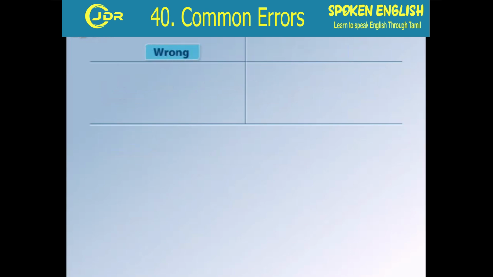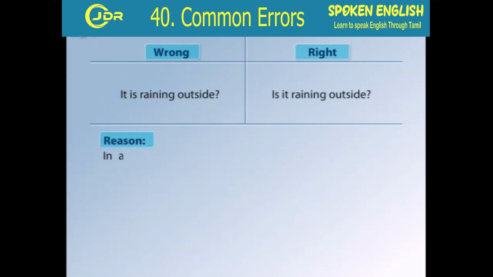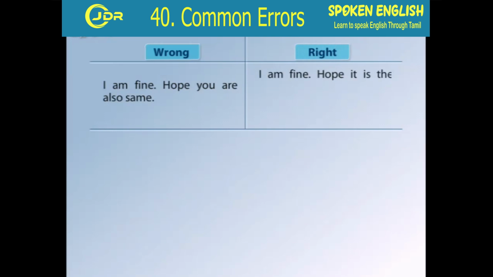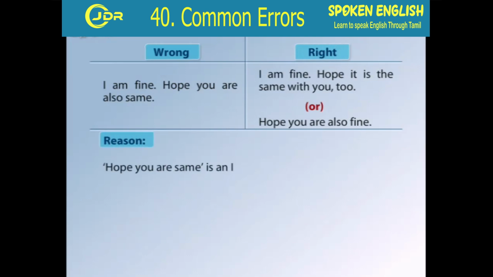Wrong: It is raining outside. Right: Is it raining outside? Reason: in a question, the verb is comes first and then the subject it. Wrong: I am fine. Hope you are also same. Right: I am fine. Hope it is the same with you too. Or, hope you are also fine. Reason: hope you are same is an Indianism.